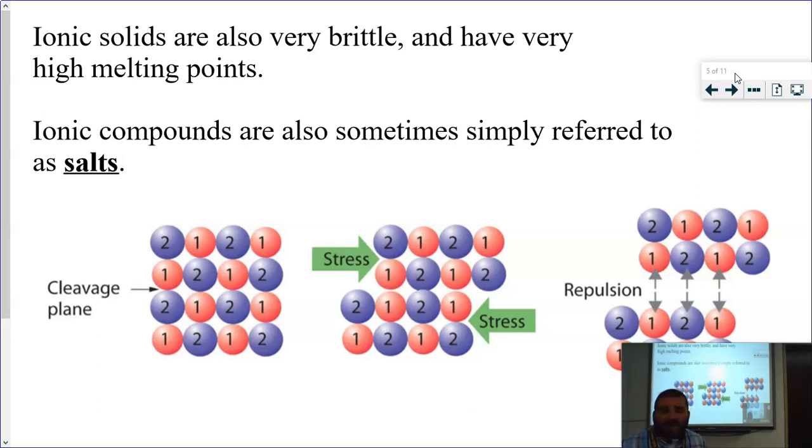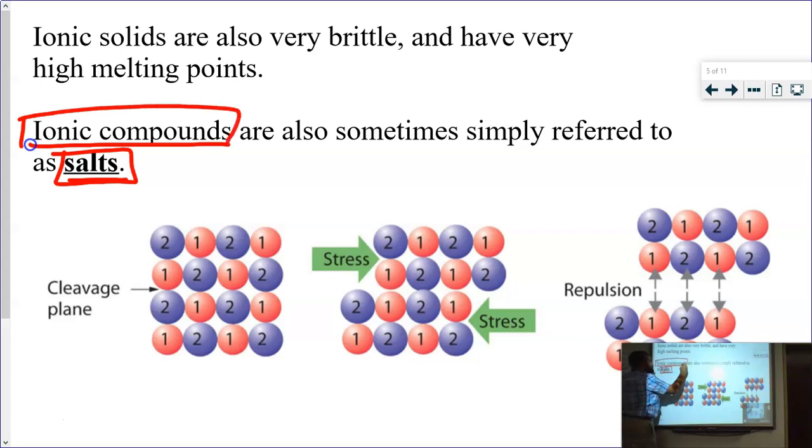It breaks very nicely, especially if you have any of that sea salt or the bigger grain stuff. Take a little grain of that bigger sea salt and smash it, and it'll break. It's very easy to smash. So ionic solids are brittle. And I have another statement here. Ionic compounds are sometimes simply referred to as salts. These two terms are the same thing for our class.